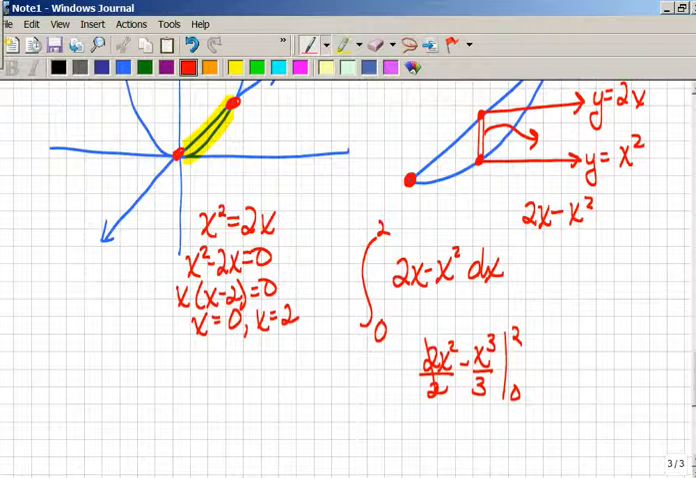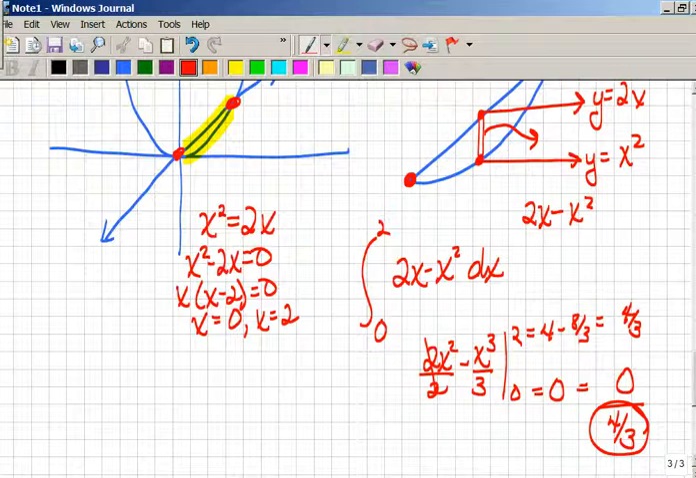Subbing in 2, we get 4 minus 8 thirds. Subbing in 0, hey, guess what? 0. So 4 minus 8 thirds is 12 thirds minus 8 thirds, which is 4 thirds. Funny how that keeps popping up. Subtract those two values. The total area is 4 thirds.